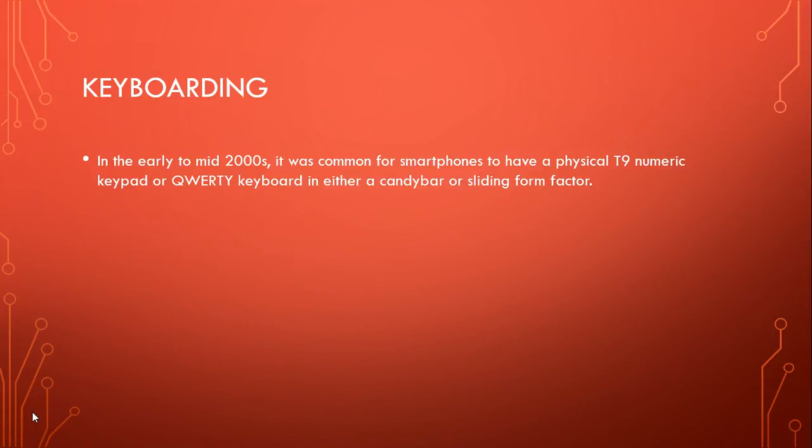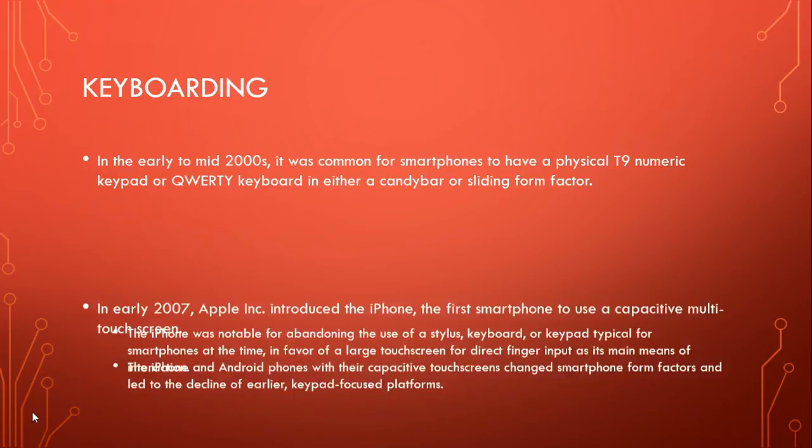Keyboarding. There's a little bit here. So in the mid 2000s, it was common for smartphones to have a physical T9 numeric keyboard or even a full QWERTY keyboard in either a candy bar or sliding form factor. So you had the full keys in front of you.